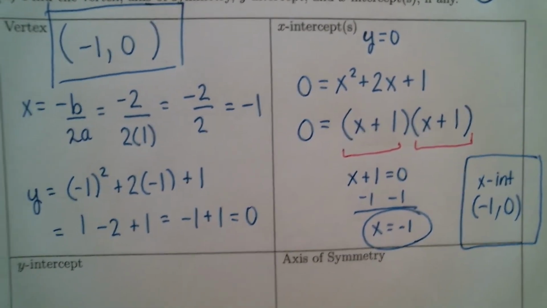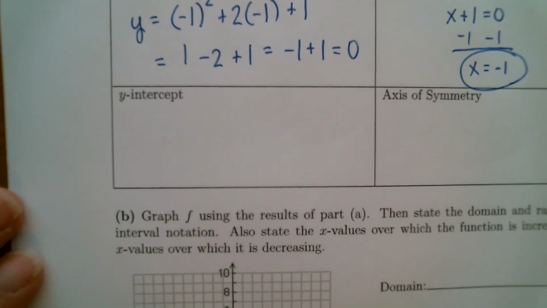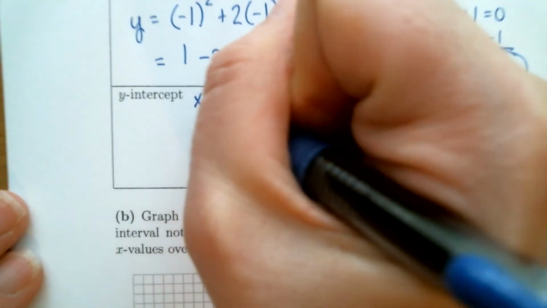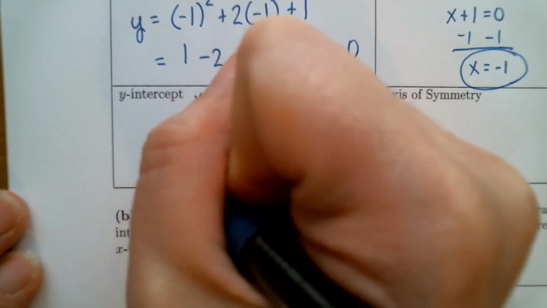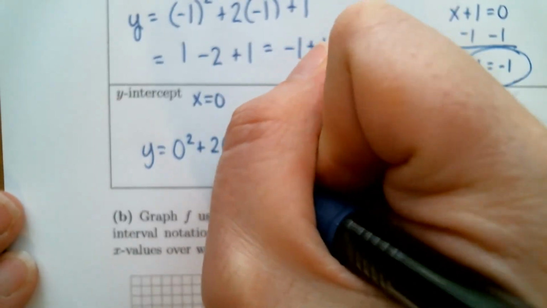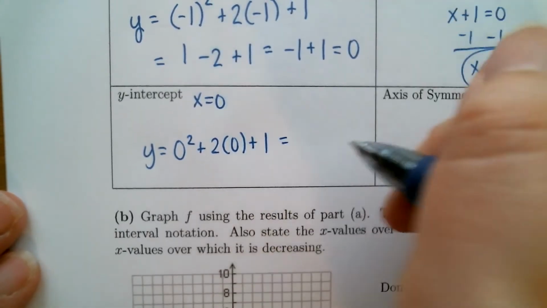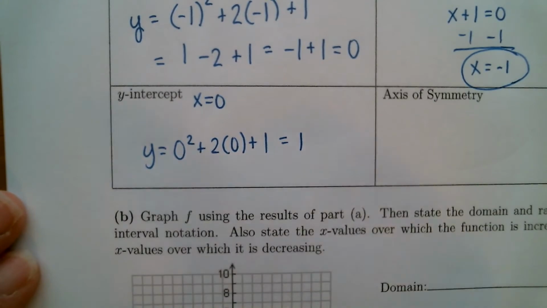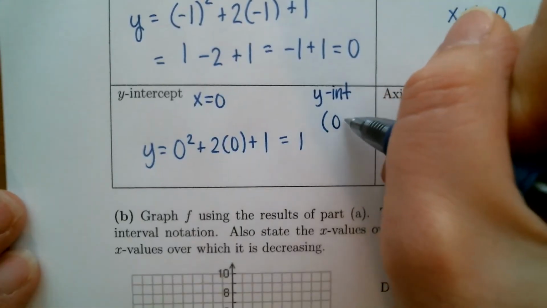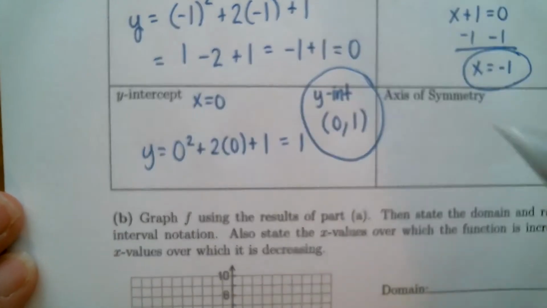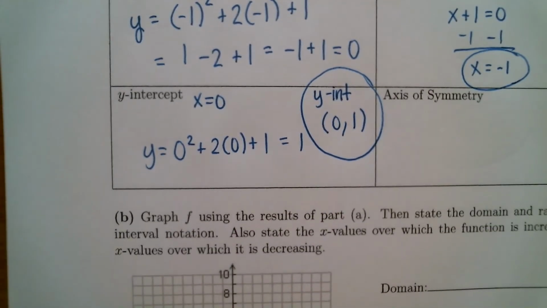Now on to the y-intercept. We're going to set x equal to 0. Go back to your original equation and set x equal to 0. So we get y equals 0 squared plus 2 times 0 plus 1. This simplifies to be 1. So your y-intercept is going to be the ordered pair x equals 0, y equals 1. Again, we will put the graph together and then we'll come back to write down the axis of symmetry.